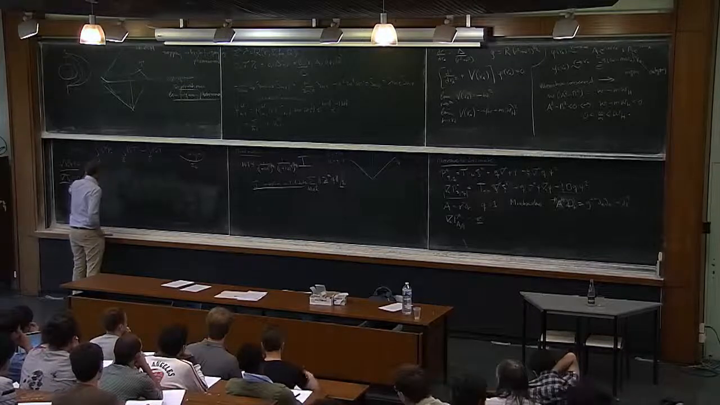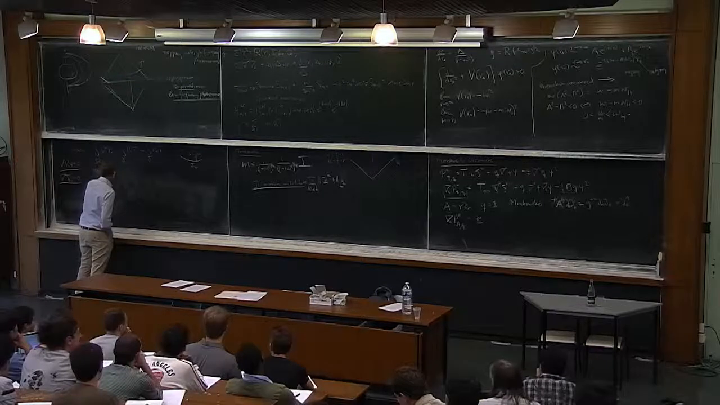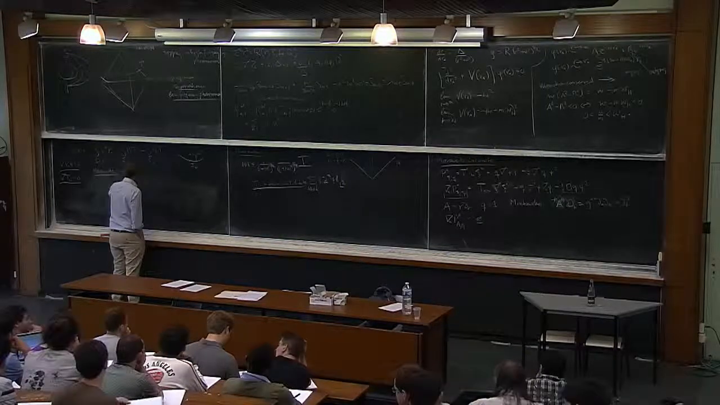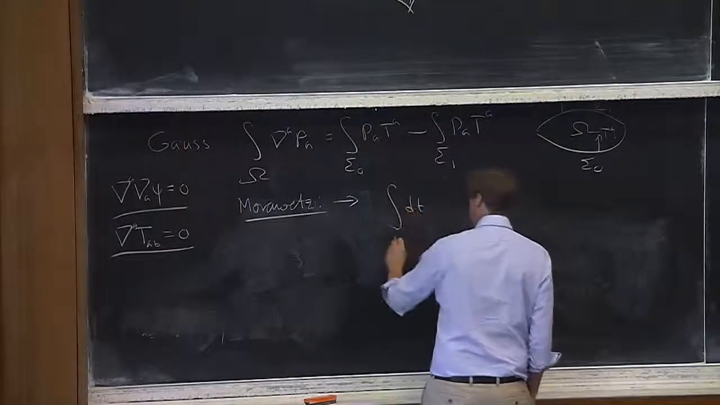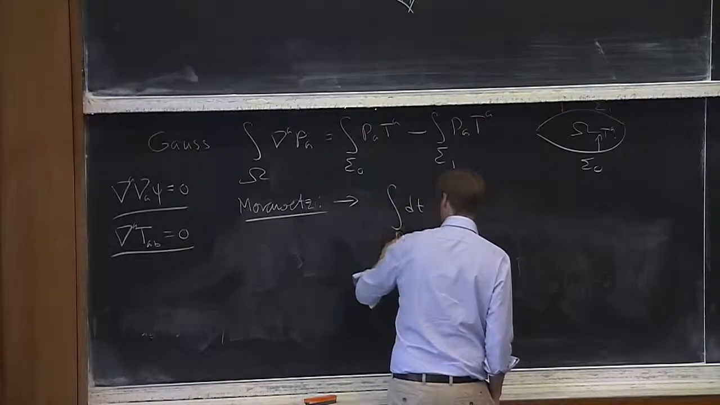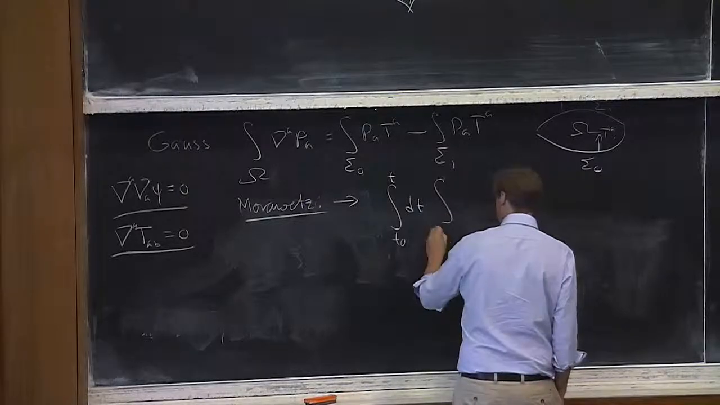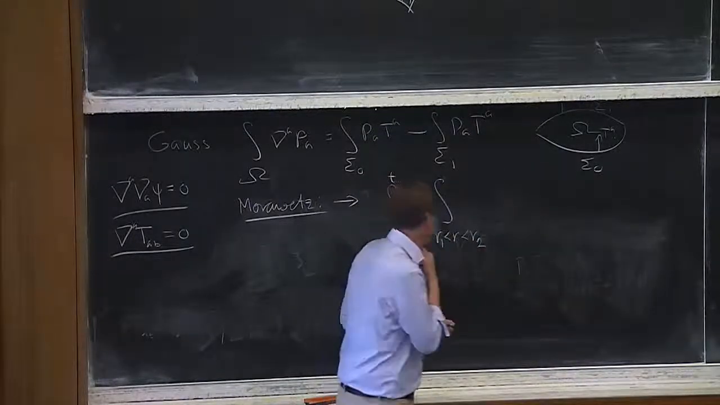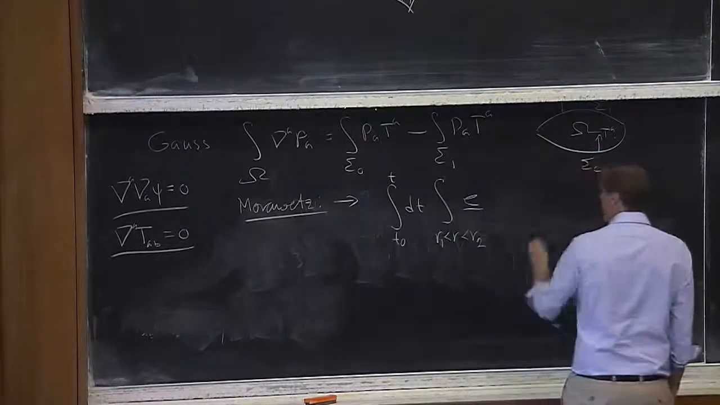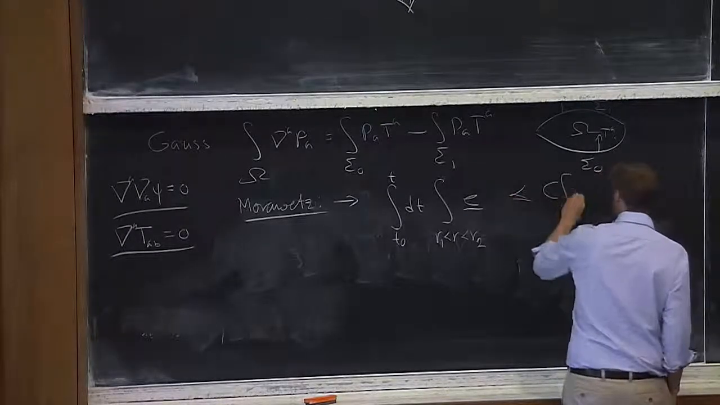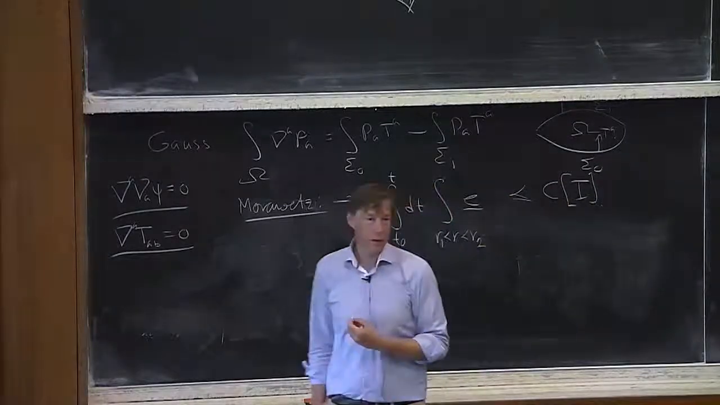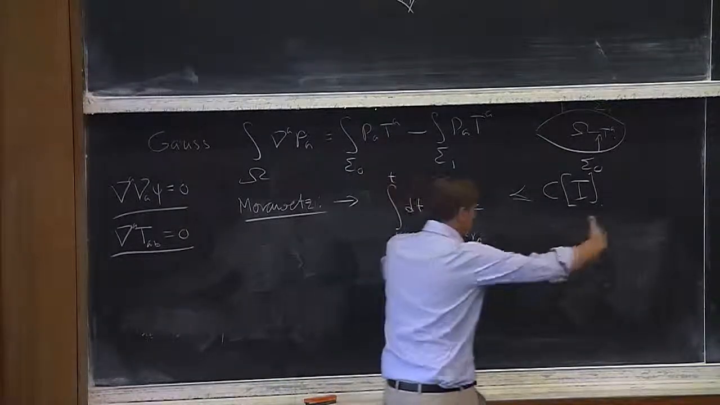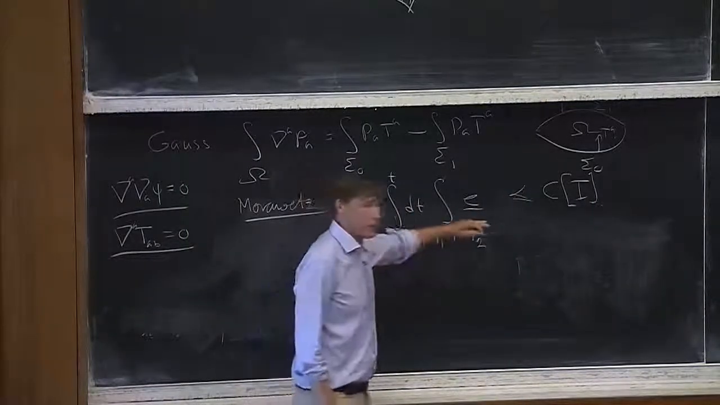So this Morawetz estimate gives something like this, that the integral dt from, let's say, t0 to t1, and then integral over some region where R1 is less than R2, some finite stationary region, of the energy density is bounded in terms of data. This is the sort of thing that you can hope to get from this. And what that means is that there have to be times when this energy density becomes very, very small.